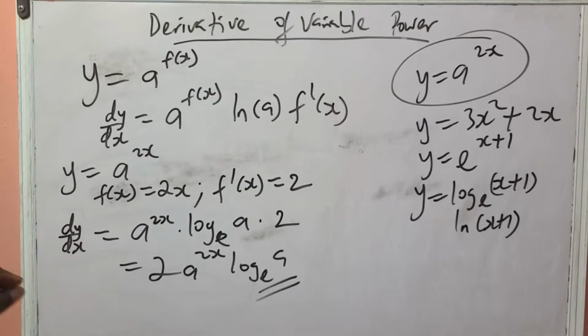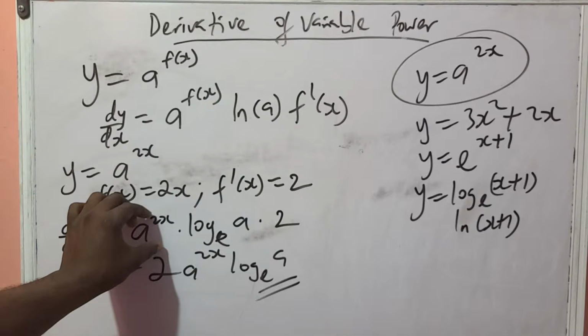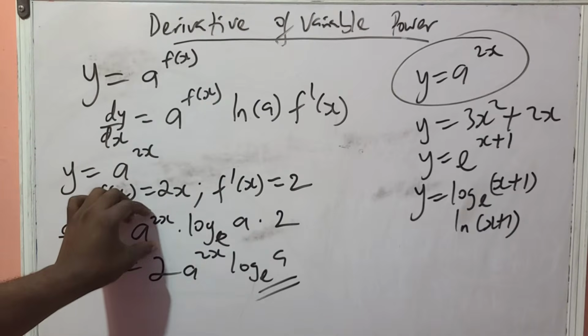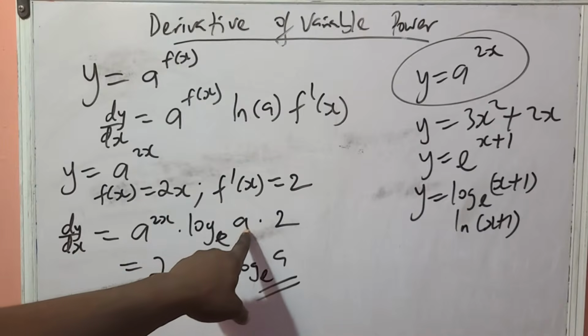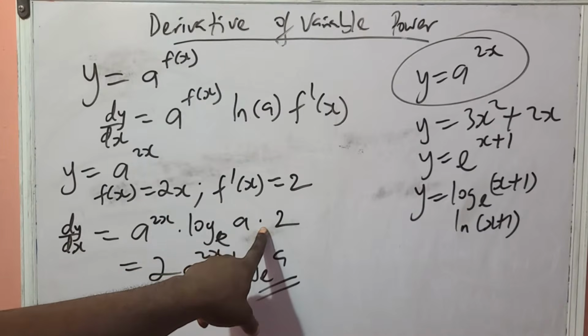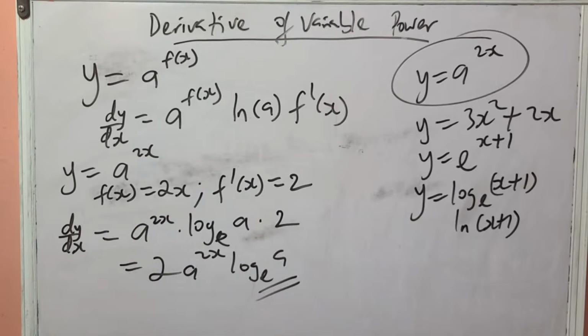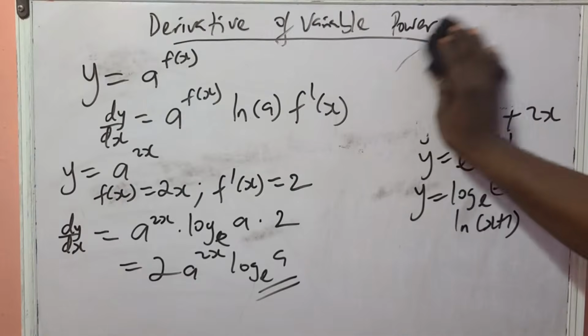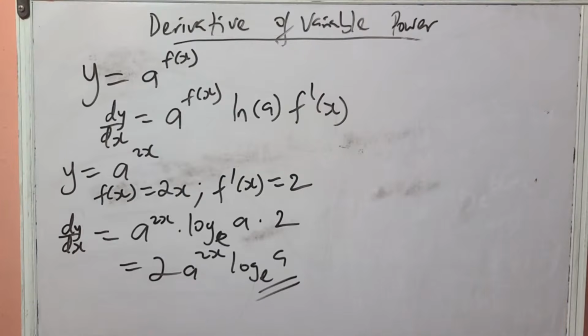Now, what you want to do to get the dy over dx is multiply that function, that's a raised to power 2x, with the natural logarithm of the variable, which is a. Then you multiply with the derivative of the function, 2. This is going to be your answer. And you will always get this answer every time you do it, every time. So let's solve some and you will see how much this will always work.